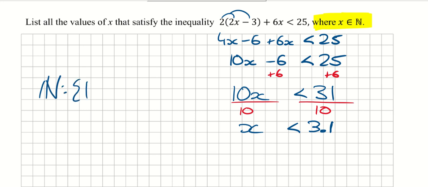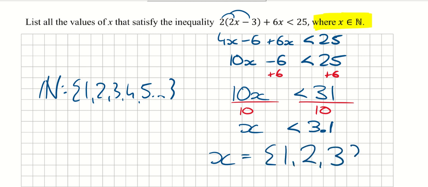they are the counting numbers. So 1, 2, 3, 4, 5, and so on, whole positive numbers. So we have the natural numbers that are less than 3.1. So x has to be equal to 1, 2, and 3. Okay, no others, not 0, not minus 1, just the positive numbers.